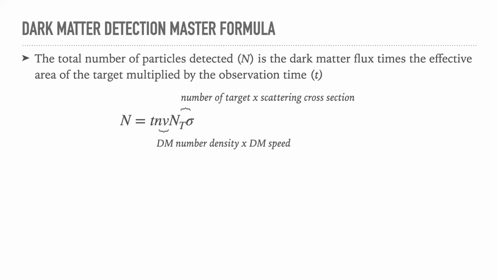So the number of particles detected, I'm going to call that N, big N, is the dark matter flux times the effective area of the target multiplied by the observation time. So we have the number of particles detected, the observation time, the density, the velocity, the number of targets, and our cross section.